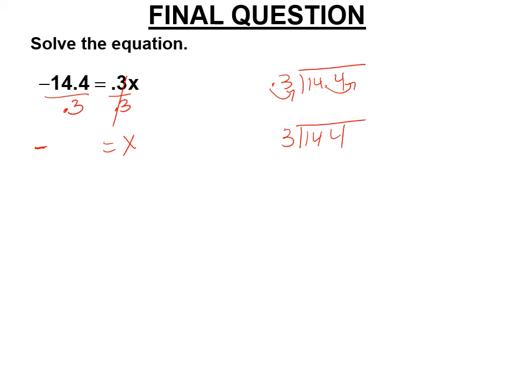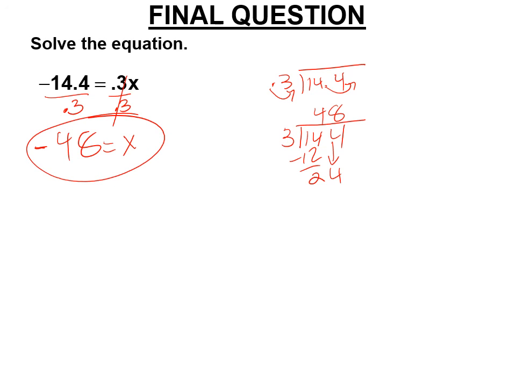3 goes into 14 4 times with a remainder of 2. Bring down the 4. 3 into 24, 8. And so the answer here is negative 48. 3/10 goes into negative 14 and 4/10, negative 48 times.